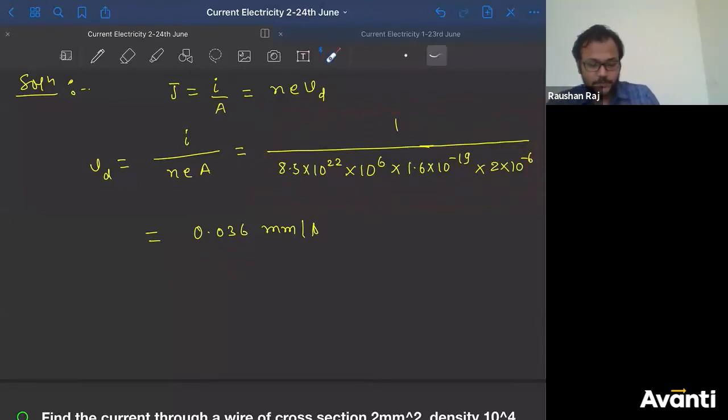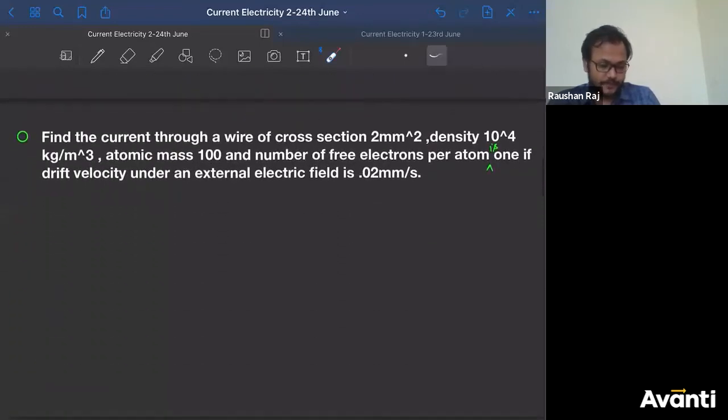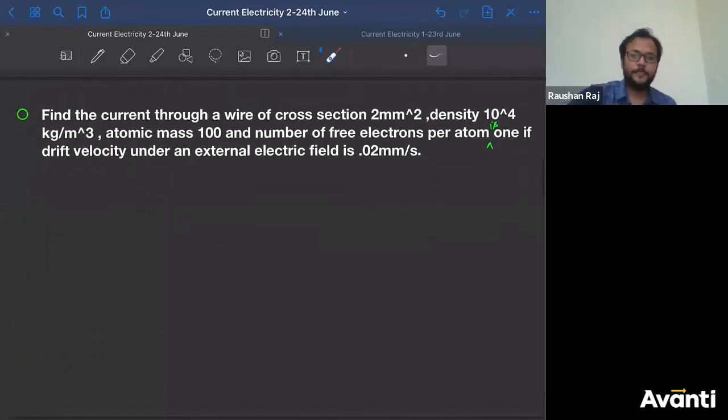Now let us move on to the next question, which will be related to this only. Try to get the answer for this question. Let me clear the responses here. Come on guys, try to get the answer. Find the current through a wire of cross section 2 millimeter square, density 10 to the power 4 kg per millimeter cube, atomic mass 100, and number of free electrons per atom is 1, if drift velocity under an external electric field is 0.02 millimeter per second. Tell me the final answer quickly. Come on guys.